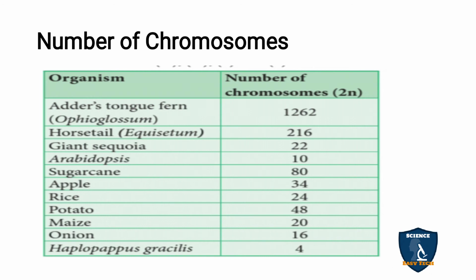Sugarcane 80. Apple 34. Rice 24. Potato 48. Maize 20. Onion 16. Haplopappus gracilis 4. And they may ask the highest number of chromosomes, which is seen in Ophioglossum, that is adder's tongue fern, and the least chromosome number is seen in Haplopappus gracilis.